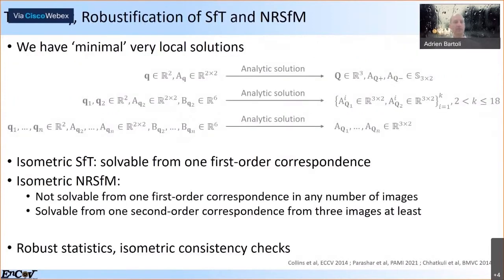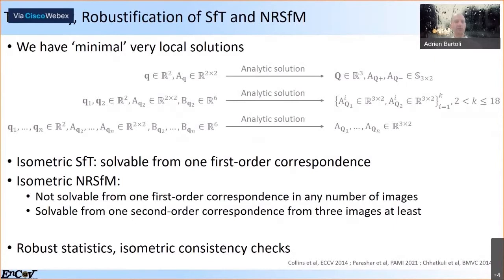So that's the takeaway message for both SFT, the case with the template, and NRSFM, the case without the template. If we make the assumption that the surface deforms isometrically, then in the case of SFT, we can solve from just one correspondence if we have the local affine structure at first order, which is quite simple to obtain from the image data. In the case of NRSFM, we have proved that we cannot solve at first order, no matter the number of images we use.